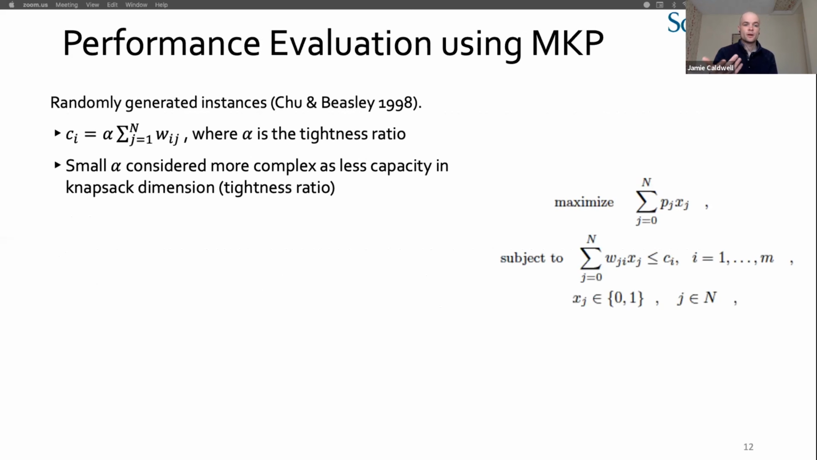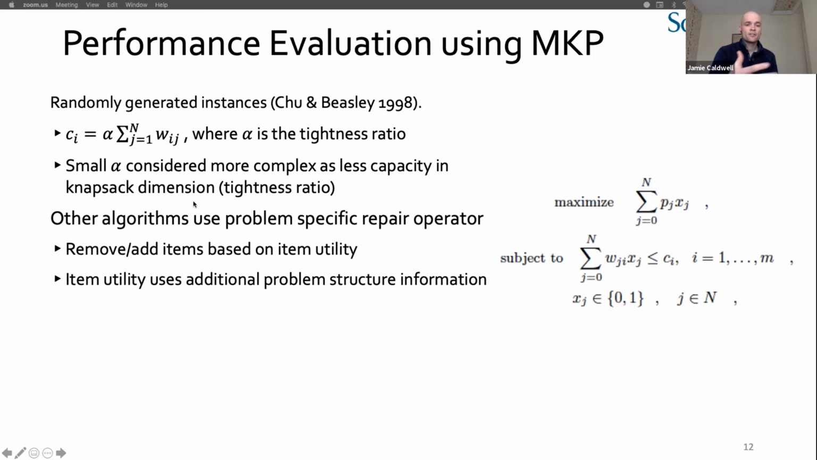So first of all, we started by applying this to the multidimensional knapsack problem. And we used the Chu-Beasley set of randomly generated instances, and the constraints were generated by using something called a tightness ratio, where the smaller the tightness ratio, the more complex or more difficult the problem is considered. The other algorithms that we compare against use problem-specific repair operators, where they remove or add items based on the item utility. And this is using more problem structure information that's specific to the problem.